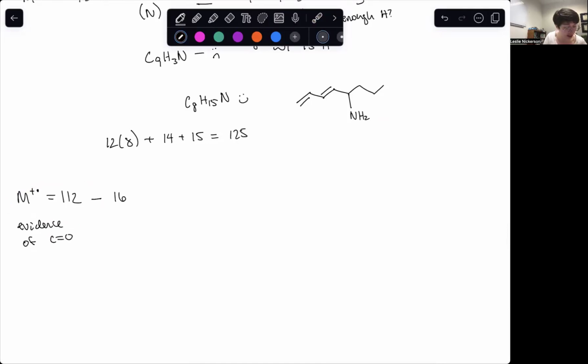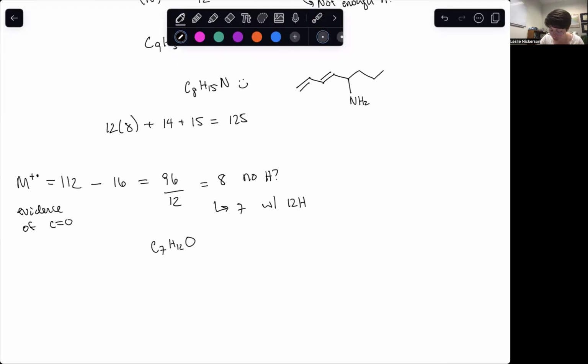So we're going to take away 16 to start, which is going to be 96. And then take how many carbons we can have out of that, and that is an even 8. That's probably not very reasonable with no hydrogens. So let's reduce that down to 7. If we go to 7 carbons, then we would have 12 hydrogens. Okay, so then if we've got something like C7H12O, let's see if we can draw something fairly reasonable from this.